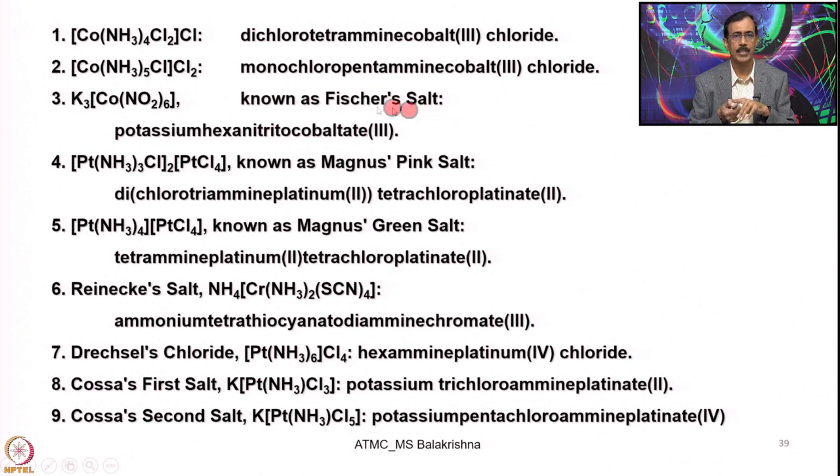And here, this is Fischer's salt, potassium hexanitrocobaltate. Nitrito means you should know the donor atom that is binding to the metal center. In this one, dichlorotriammineplatinum(II) tetrachloroplatinate(II). You have to see tetrachloroplatinate, an anionic complex, should come later. And in this one, Magnus's green salt, tetraammineplatinum(II) tetrachloroplatinate(II). Similarly, you can name these things and practice. Let me stop at this juncture and continue talking about more interesting facts about coordination compounds in my next lecture. Until then, have a wonderful time reading and understanding chemistry.